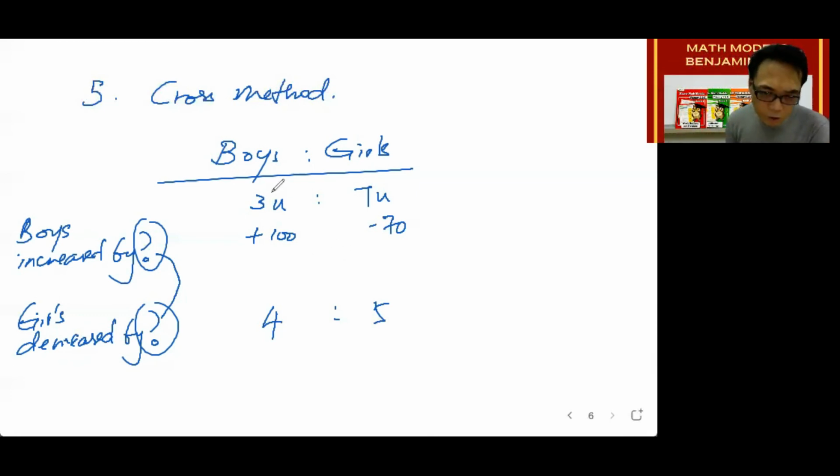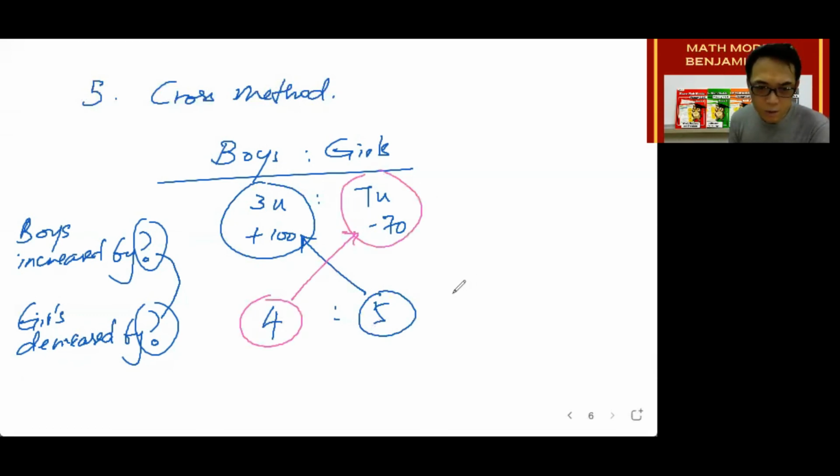So in the cross method, what you do is you will take this number and multiply it here, and then also take this number and multiply it over here. Okay, so if you take 5 times 3 units, you should get 15 units, and then 5 times 100, you should get 500. Next, if you take 4 times 7, you should get 28 units, and then 4 times 70, you should get 280. And because this is a minus sign, then so is this. Okay, and they are equal.